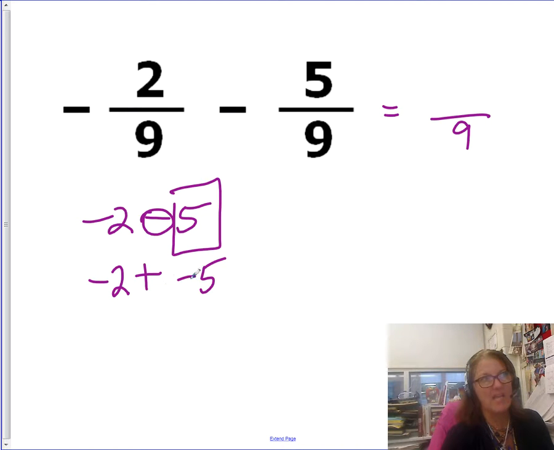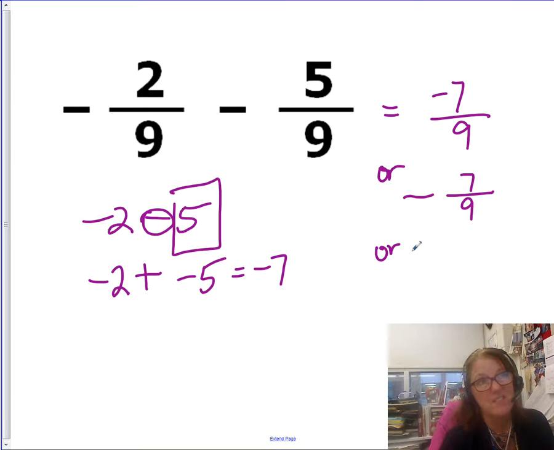-5 is like adding -5. That negative sign is just stuck to 5, whether I'm thinking -5 or plus -5. This gives me a value of -7. So you can just write it up there in the numerator, -7/9. Or you can put the negative sign out front and say -7/9 that way.